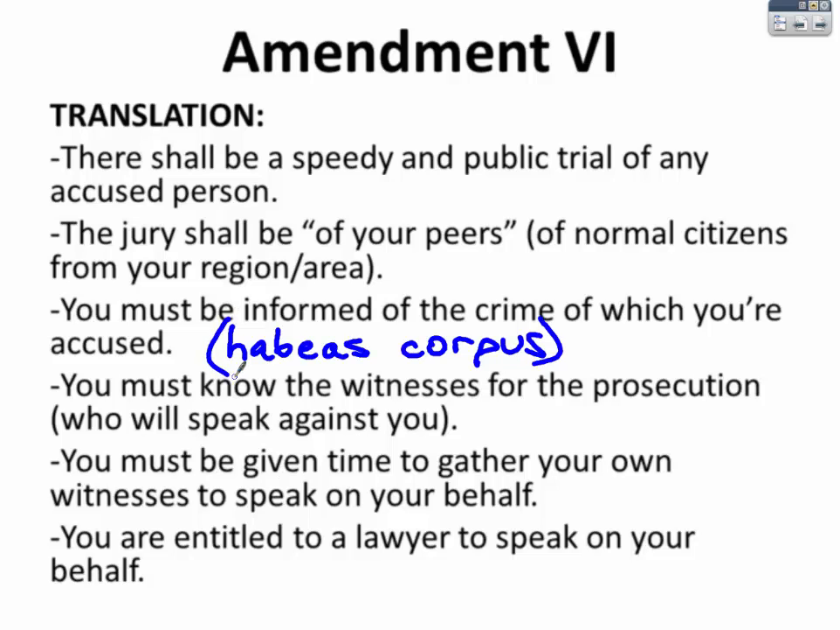You must know the witnesses for the prosecution, which is who will speak against you, and you must be given a fair amount of time to gather your own witnesses to speak on your behalf. You are also entitled to a lawyer to speak on your behalf.